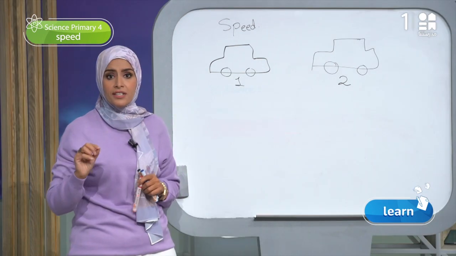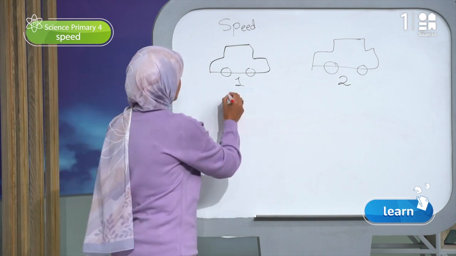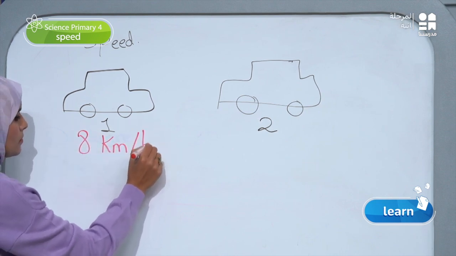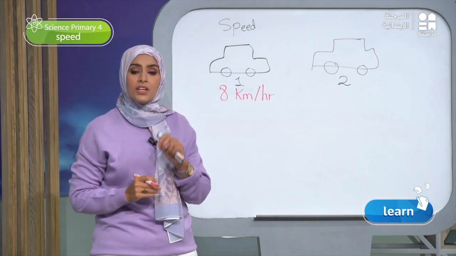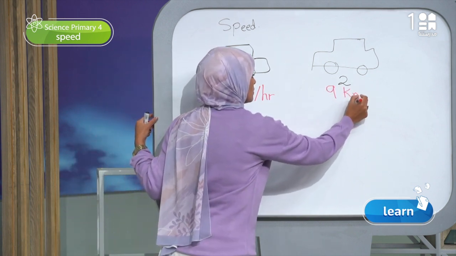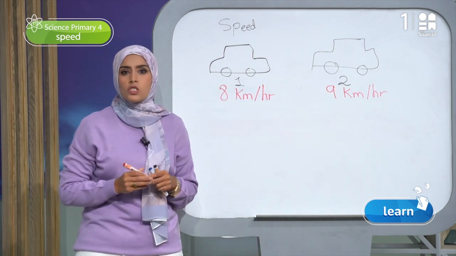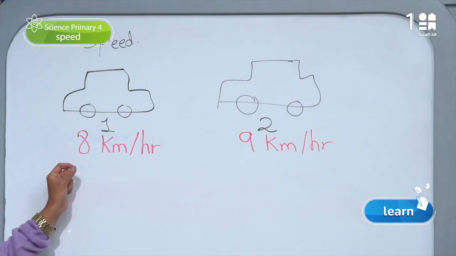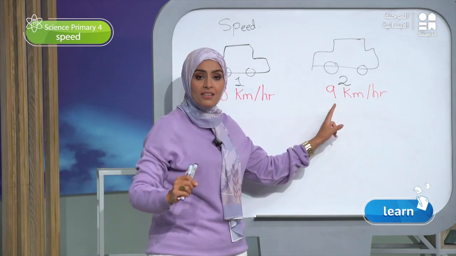If I said that the first car traveled 8 kilometers per hour, and the second car traveled 9 kilometers per hour. Which one would be faster? خلي بالكم أول عربية مشيت 8 كيلومتر في الساعة، تاني عربية مشيت 9 كيلومتر في الساعة.